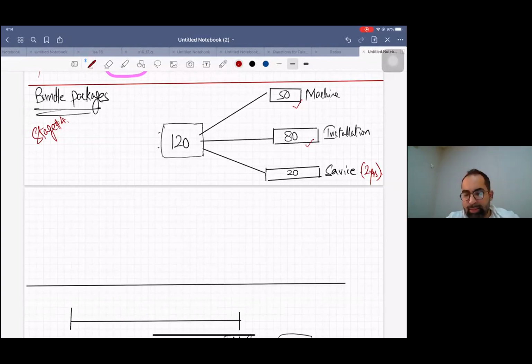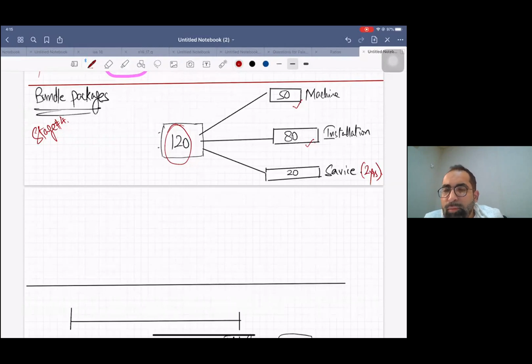Okay, please. So the standalone prices of machine is 50, installation is 80, and 2 year service is 20. Okay, if somebody pays separately for these three, which are this. But if somebody pays in one go for all these three, the package is 120. So hope you remember. Now we need to apportion this 120 between all these three, among all these three, right?